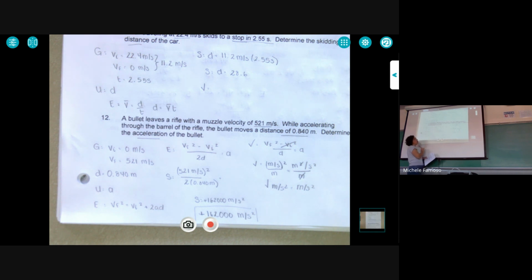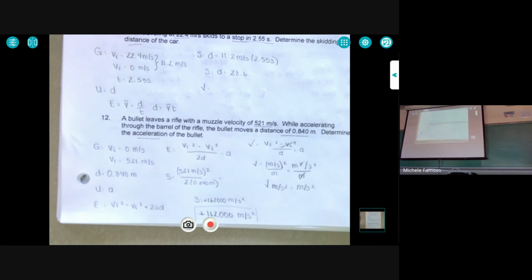We square that quantity, and then we divide by 2 times 0.840 meters, giving us an answer of positive 162,000 meter per second squared. And then over here is the check. We start with meters per second. We have to square that and then divide by meters. You distribute the square first, which is meters squared per second squared divided by meters. So this meter cancels with that square, leaving us with meter per second squared, which checks.